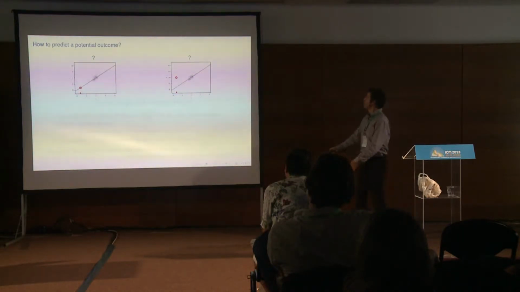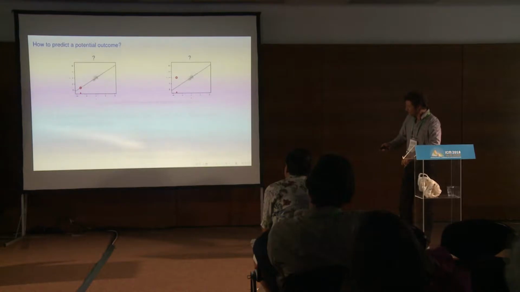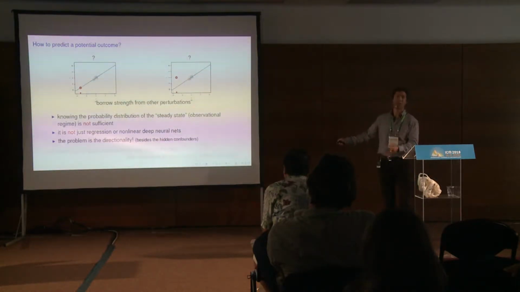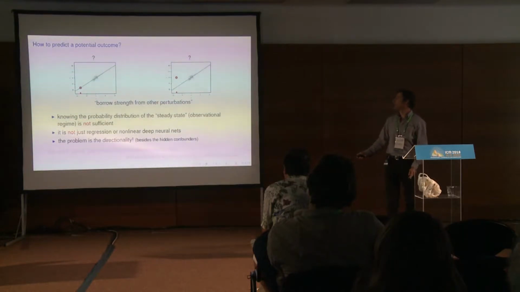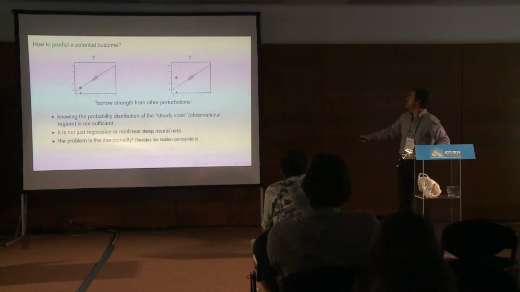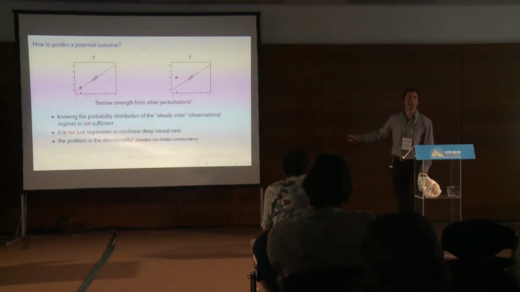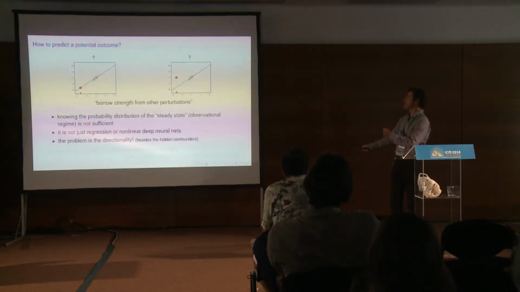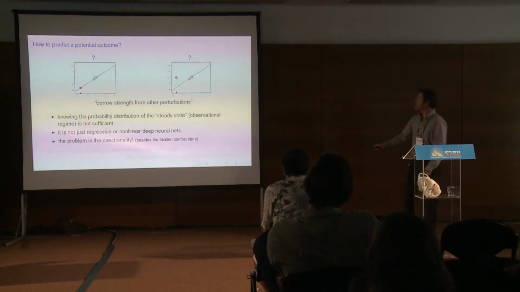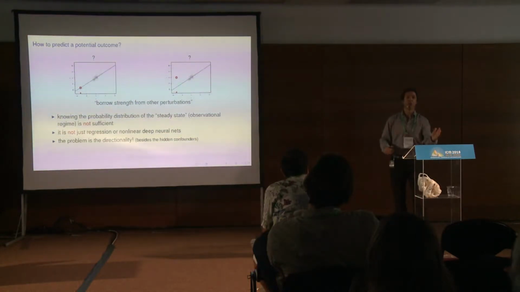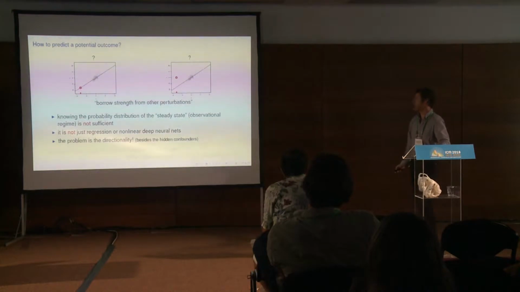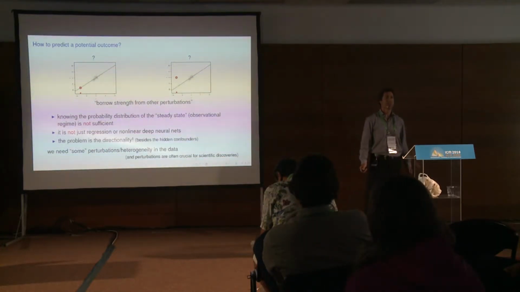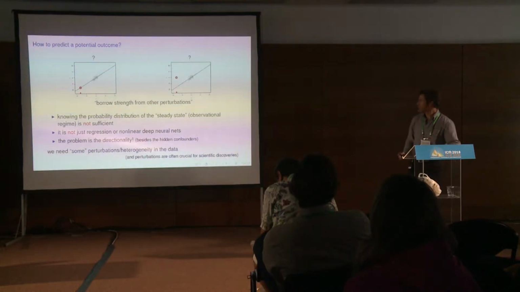So how do we predict this? It's an unusual statistical problem. And the idea, maybe that's a bit more usual to statistics, is that we somehow want to borrow strength from other perturbations. But I should make the point clear here. If we know, say, the probability distribution of a system in steady state, we cannot address this question. That translates to: if you just run regression, or a nonlinear deep neural net, it could not address this question. The problem is the directionality, whether X points to Y or Y points to X. This is not a linear or a nonlinear regression problem. We need some perturbation, some heterogeneity in the data. This is something very natural to scientists, but maybe not so usual to classical statistics, but we want to exploit that.